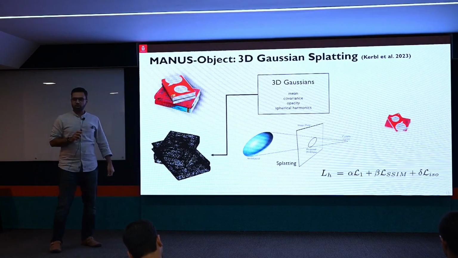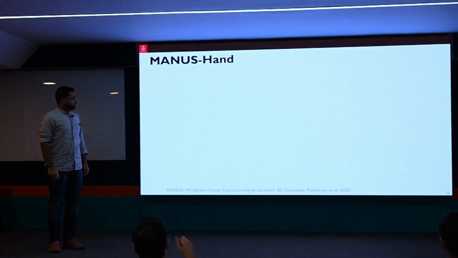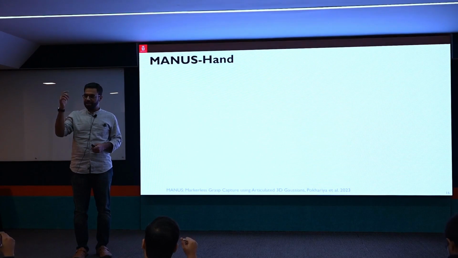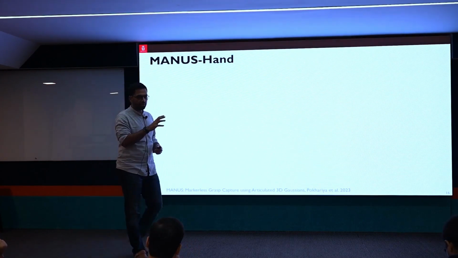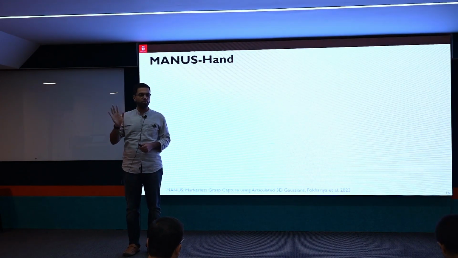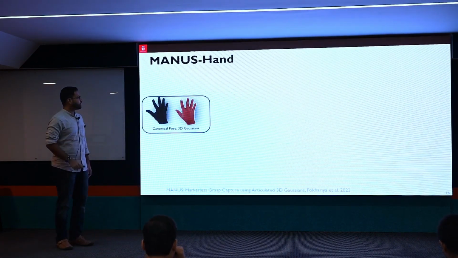Okay, so that's the object, pretty straightforward. But what about the hand? Because the hand can articulate, right? Our fingers can move. So far, the radiance field representation that we've talked about only does static scenes. So if things change in the world, we don't know how to model that, right? So let's see how we can represent the hand, right?